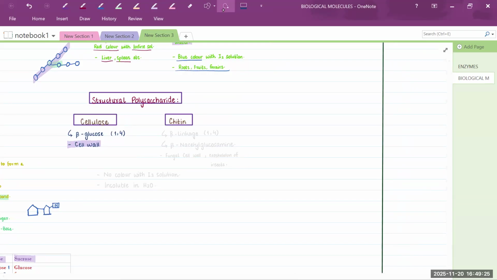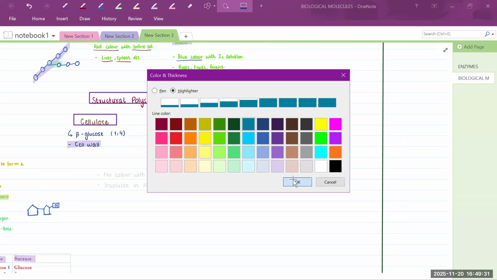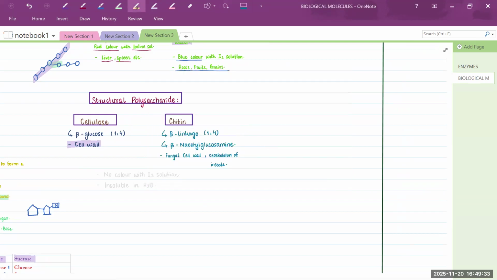And two further points that I'm going to tell you. Chitin has a beta linkage of 1,4, and the monomer is very important. The monomer is beta N-acetyl glucosamine. It is pronounced as beta N-acetyl glucosamine. That is the monomer for chitin, and it has a beta linkage of 1,4.